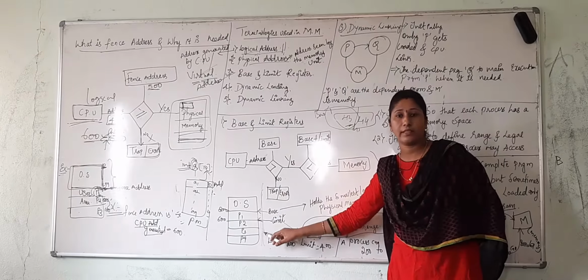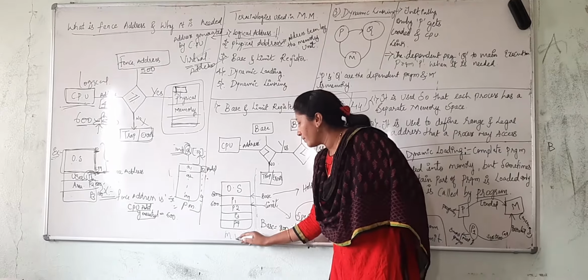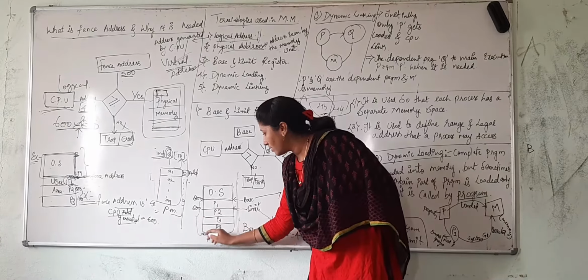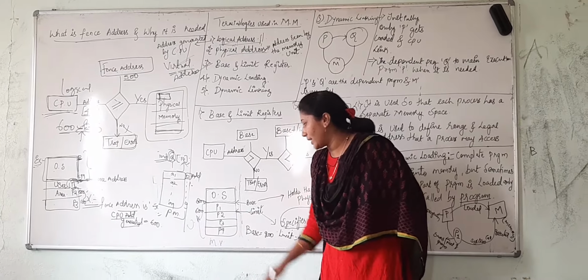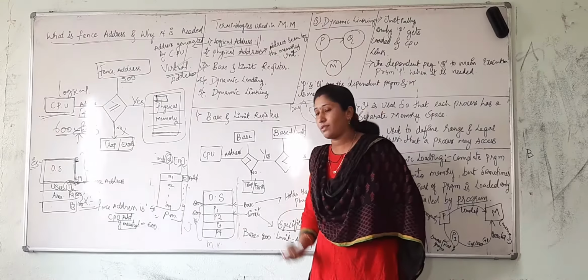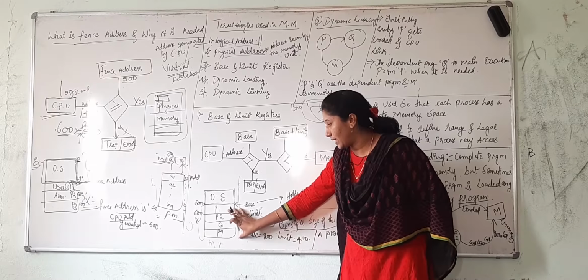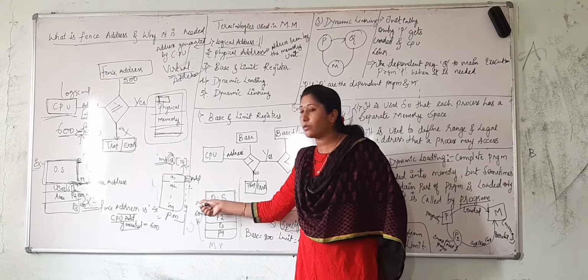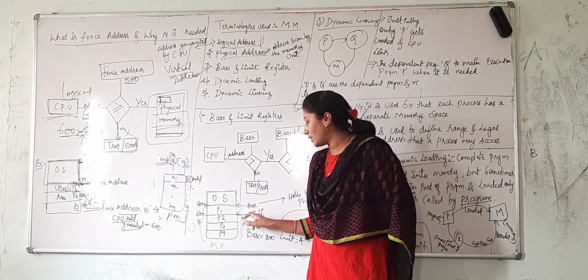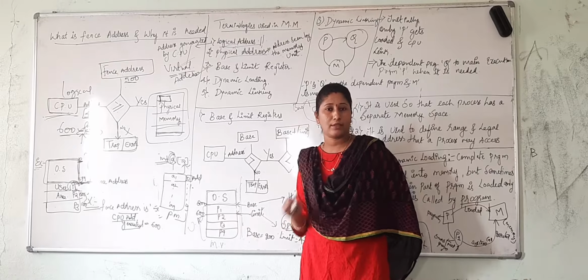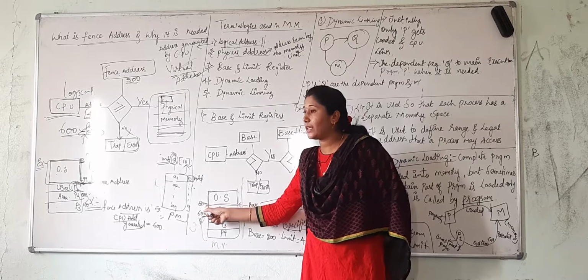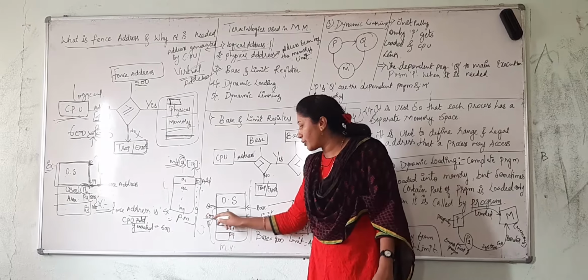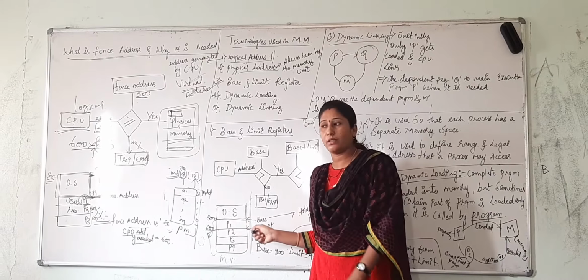This is our memory, which holds a part for the operating system, and this is the user area. In my user area, how many processes are there? Four processes. I have picked four processes into my user area. The base of P1 has a value of 200, and the limit of P1 is 600. Got the meaning of it? The beginning of that process is 200, and the maximum capacity of that process should not exceed 600. That is the limit.